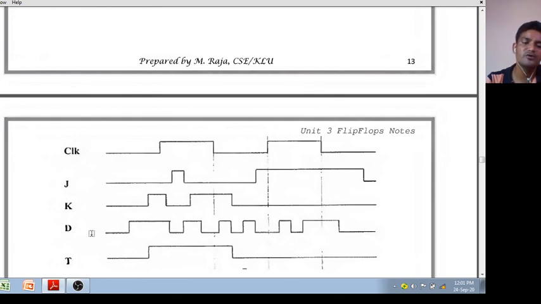In this way you can draw the timing diagram for D, JK and T flip flop. It's all about the different types of flip flops and the characteristics equation of all the flip flops.